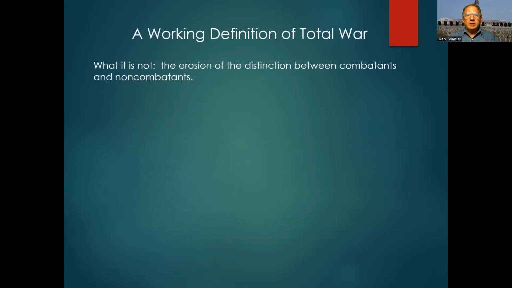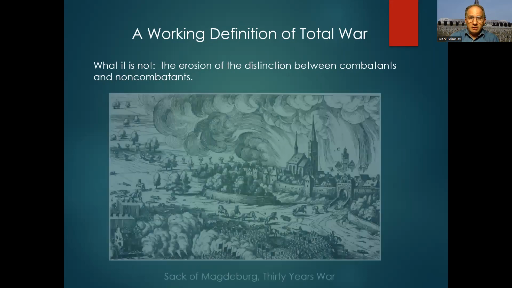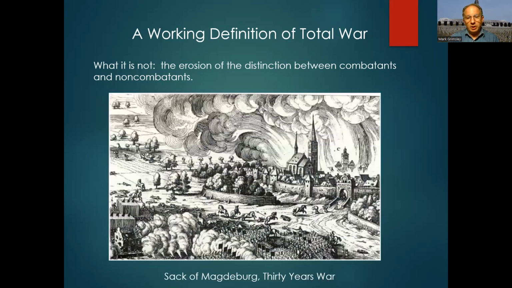Okay, first of all, a working definition of total war. What it is not is the erosion of the distinction between combatants and non-combatants. People who don't know anything about war think of total war as something that emerged in the 20th century, and they're wrong. You've seen enough of military history in this course to recognize that historically, non-combatants have not been exempt from the violence of war. One example would be the sack of Magdeburg during the 30 Years' War, or the 30 Years' War in its totality. So you already know about that.